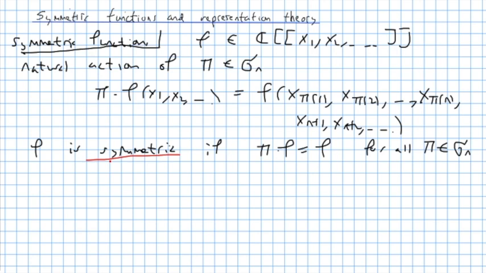Okay, so let's look at some examples. If I just add x1 plus x2 plus x3 and so on, then this is symmetric, because no matter how I permute the variables, I just stay the same. But for example, something like x1 x2 just by itself is not symmetric.